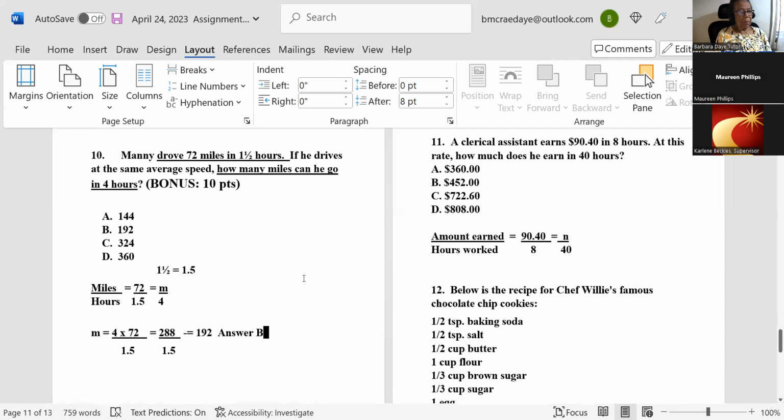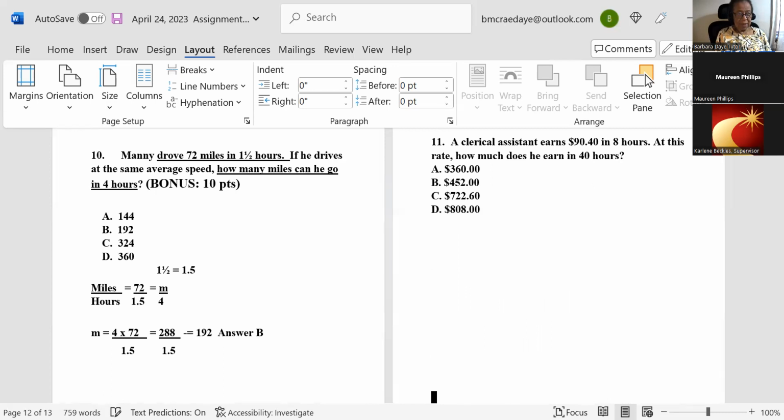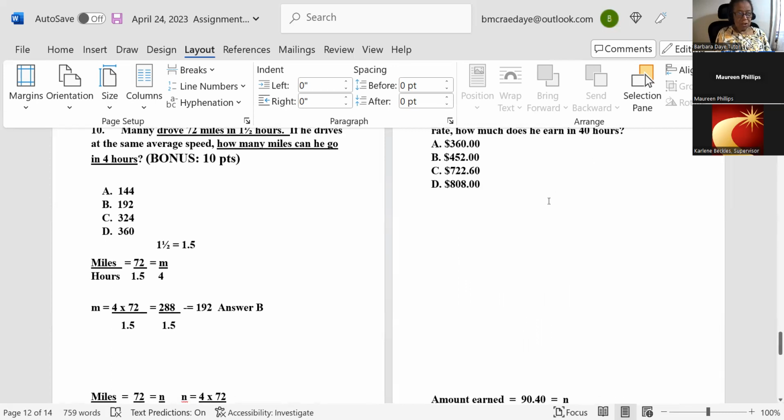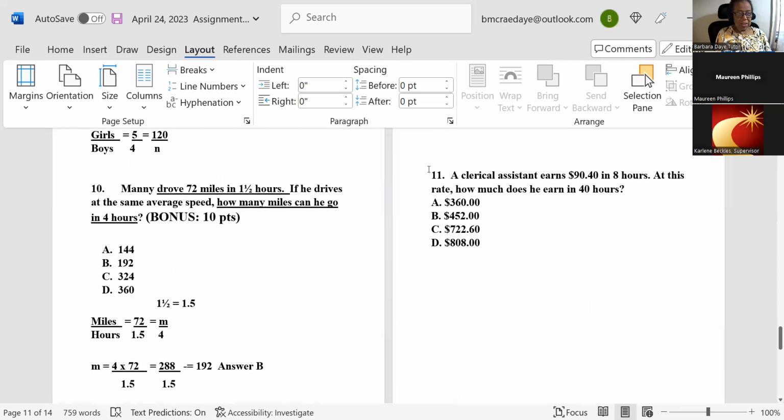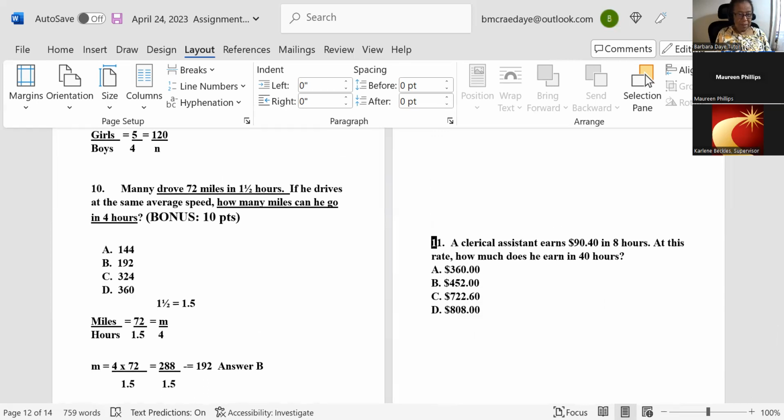Now we've got a couple more. So notice, Maureen, when we set these two ratios equal, that's when it becomes a proportion. That's when you cross multiply and solve for the one unknown. All right, number 11. Maureen, I want you to set it up and solve it. I'm not going to do anything on this one.